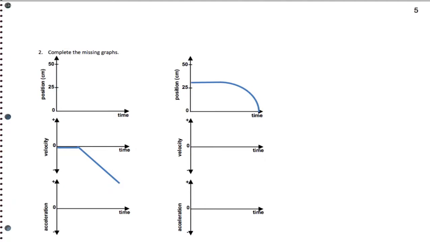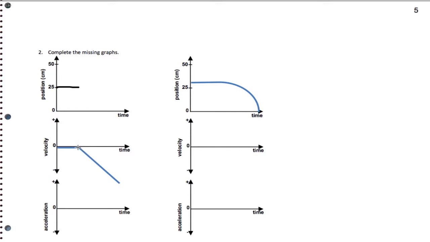Problem number 2, we want to complete some missing graphs, and we need to think about how we're going to do this very carefully. So first of all, we're told here, sorry this is hard to read, this is actually a velocity of 0. And what that means is that I have to fix a position and not move from it for the first part of this.